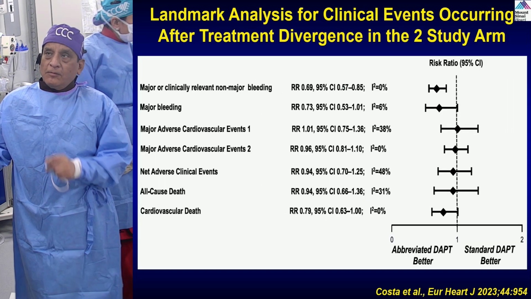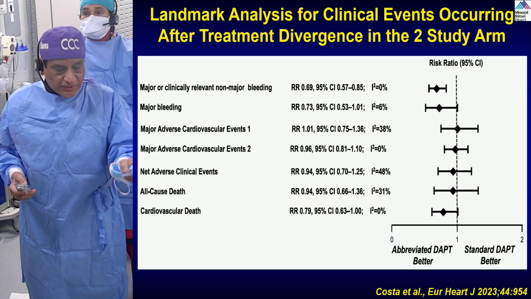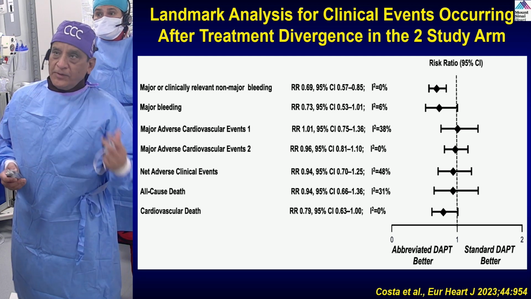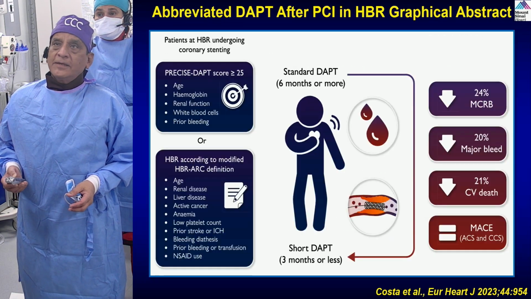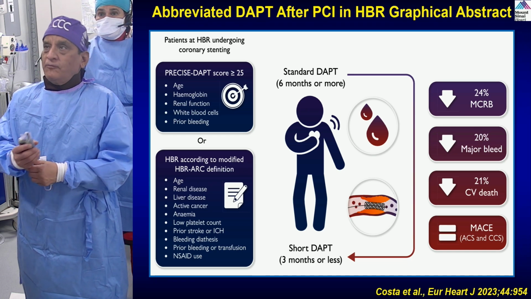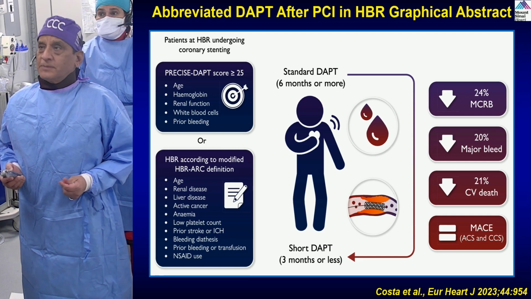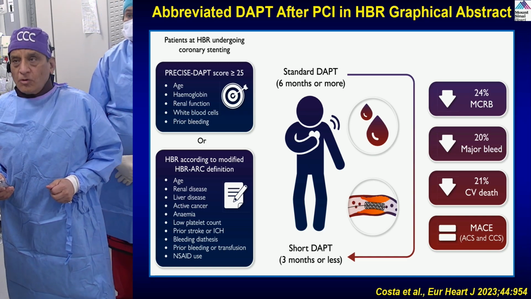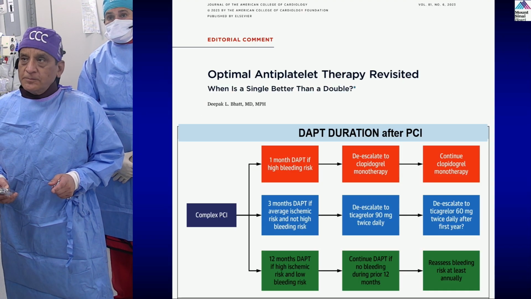Very, very important observation, similar to what I showed earlier. In the landmark analysis, after 3 months when you stop the DAPT, is there a difference between single monotherapy versus double, which we learned already? There was no difference, as shown here. So basically they found a 24% decrease in major relevant bleeding, and a 21% decrease in death, similar in ACS, acute coronary syndrome. So shortening DAPT in a high bleeding risk patient is absolutely essential. This basically supports that.